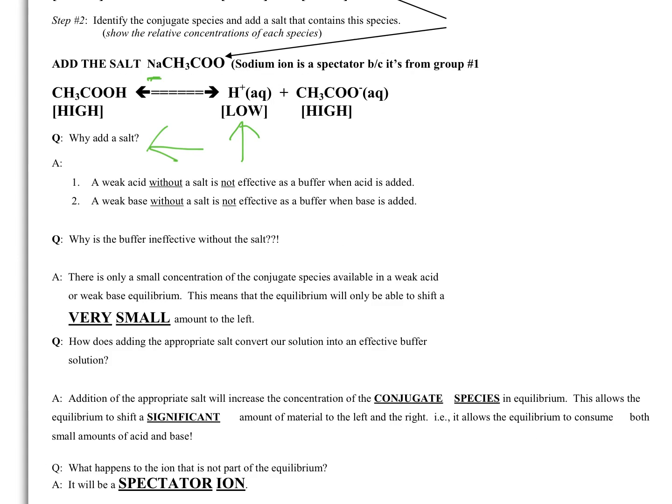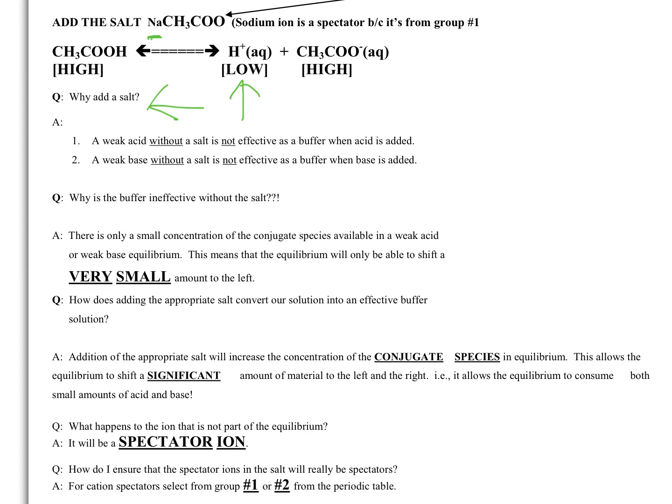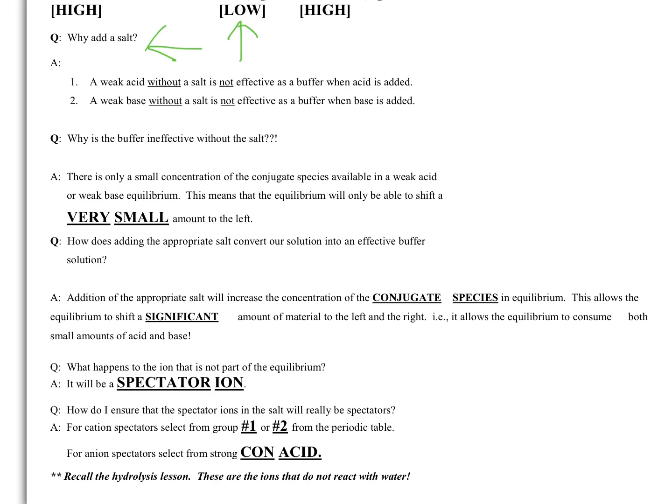So what happened to the ion that didn't play a role, meaning what happened to the Na? Well, it's a spectator ion. It's always a spectator ion. It has no effect on the solution. How do I ensure that the spectator ion will always be a spectator? Only choose cations from group 1 or 2. Only choose things that we know are soluble and don't play a role. In other words, pick ions that come from strongs.